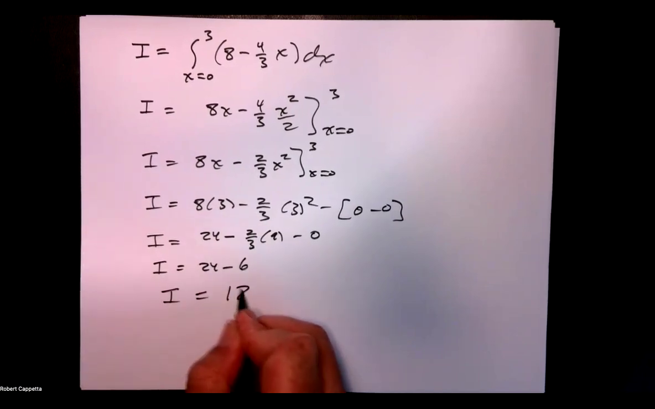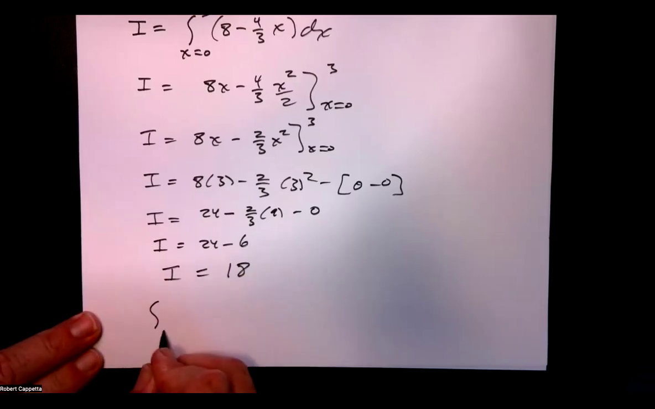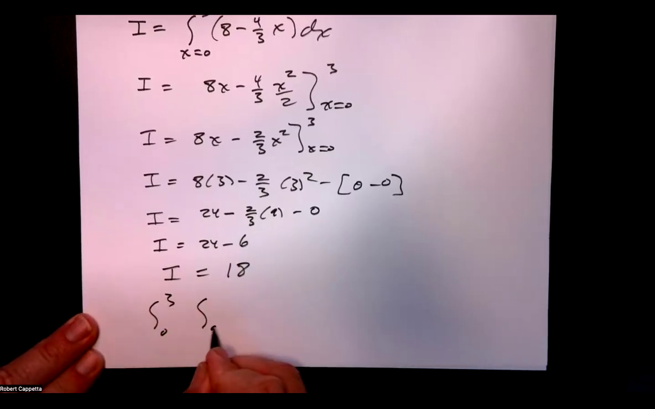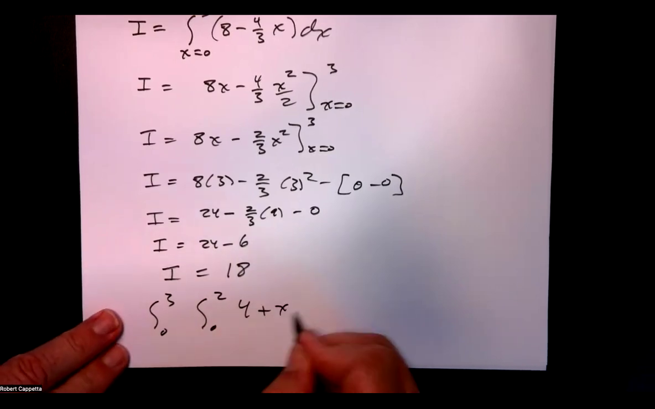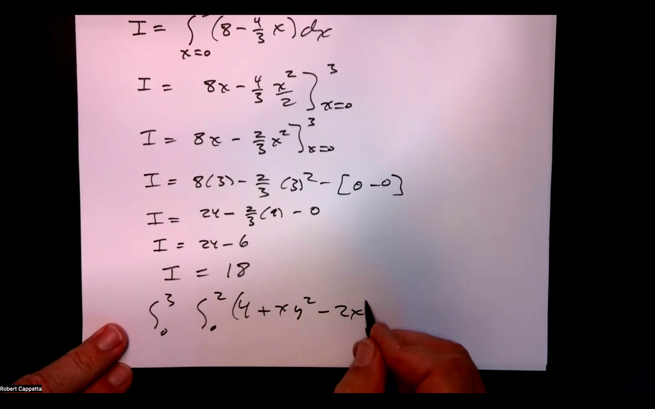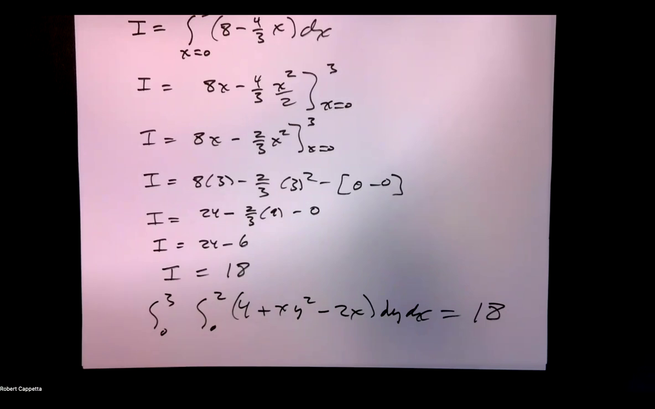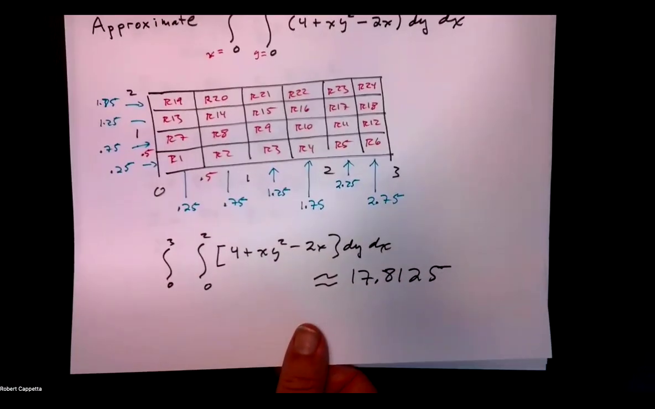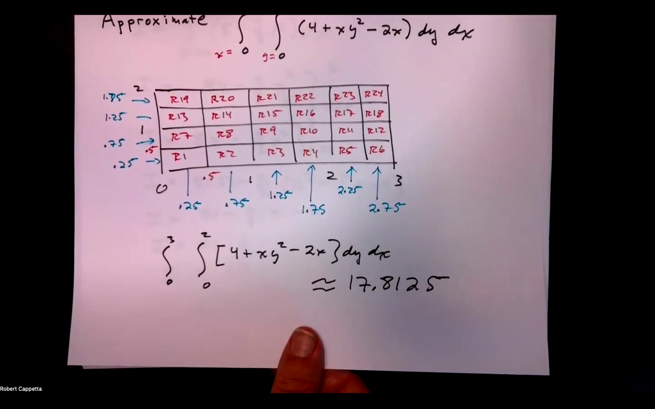The integral is 18. So my conclusion then is that the integral 0 to 3, 0 to 2 of 4 plus xy squared minus 2x dy dx actually equals 18. So my approximate answer, if you recall earlier, our approximation was 17.8125, which is a pretty good approximation with only 24 rectangles for this thing that is quadratic in nature.